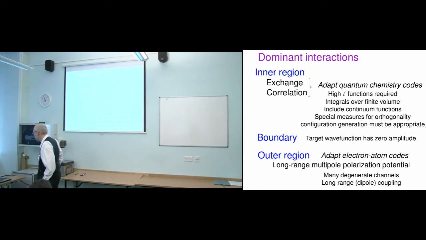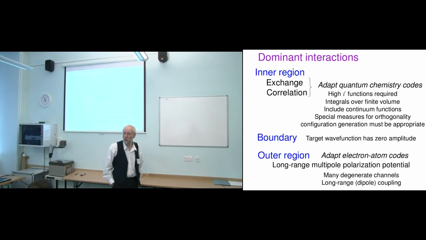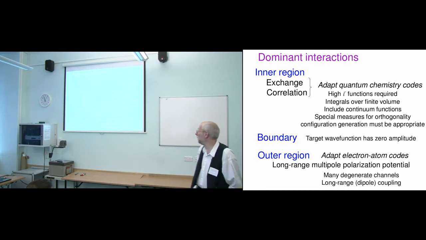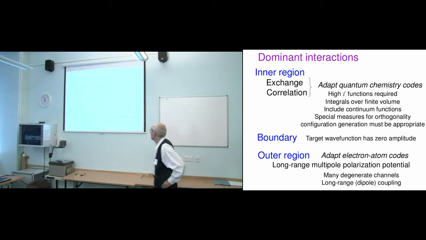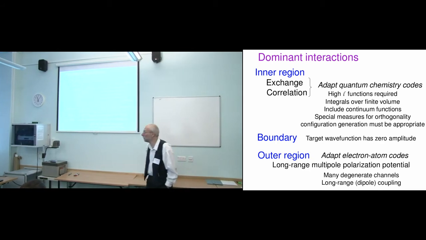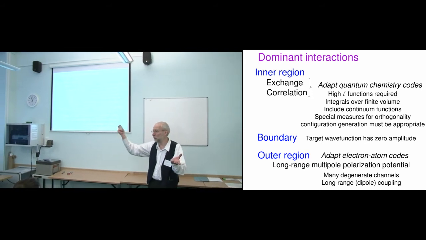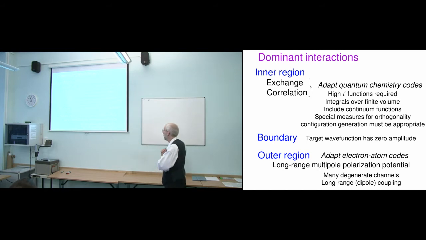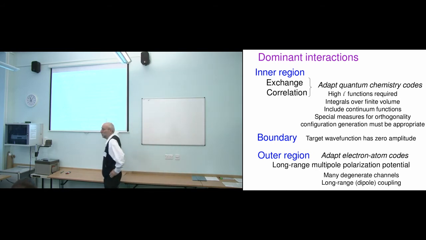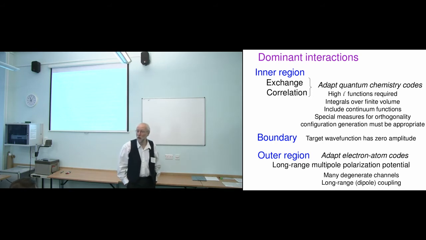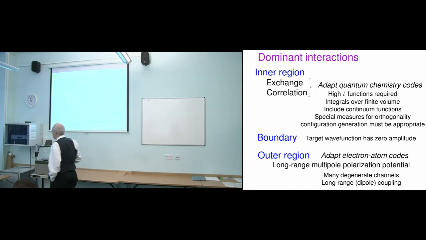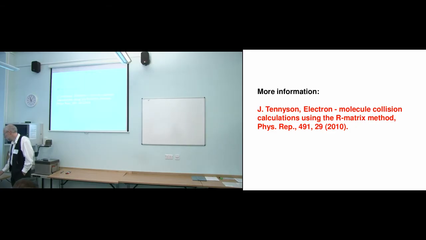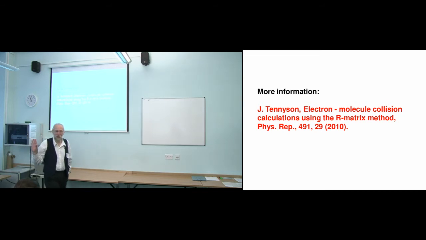In slightly more detail, in the inner region, you basically have a quantum chemistry problem based on proper treatment of things like the exchange between the electrons and the electron-electron correlation. In the outer region, you simply say the electron feels, say, the charge on the molecule or the dipole on the molecule, or whatever the long-range coupling is. And then you have a boundary in the middle where you have to assume that the target molecule has no effect, it's dead. So the wave function is zero, and that defines the boundary. That's a very brief introduction.